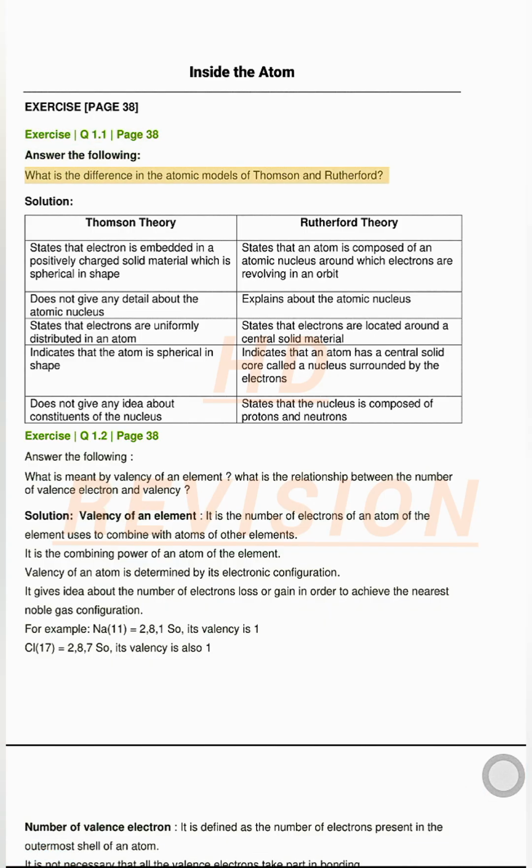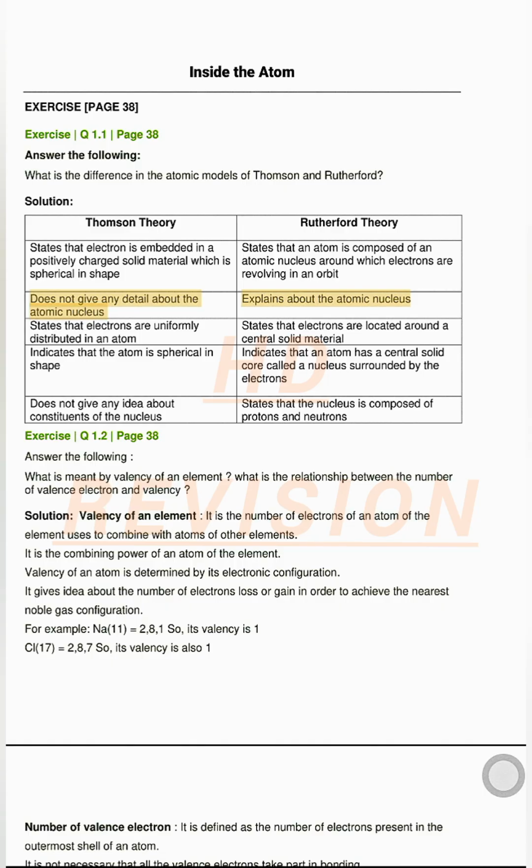What is the difference in the atomic models of Thomson and Rutherford? Solution. Thomson theory states that electron is embedded in a positively charged solid material which is spherical in shape. Rutherford theory states that an atom is composed of an atomic nucleus around which electrons are revolving in an orbit. Thomson does not give any detail about the atomic nucleus.